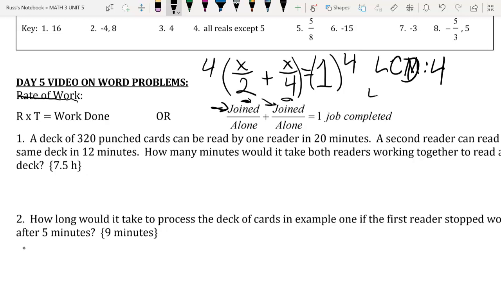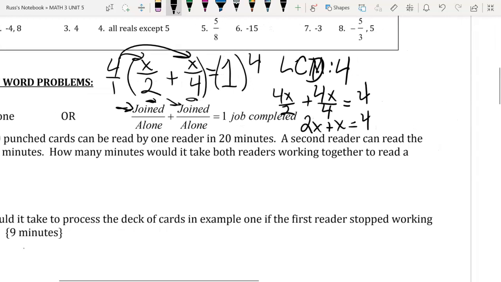Well, if I do this, I get 4x over 2, because I'm just multiplying by 4. This is like 4 over 1, and 4 divided by 1 is 4, so I'm just multiplying the numerator by 4. Plus 4x over 4 equals 4. Well, this gives me 2x plus x equals 4. So I'm left with 3x equals 4, and I divide by 3. So x is 1 1/3 hours.